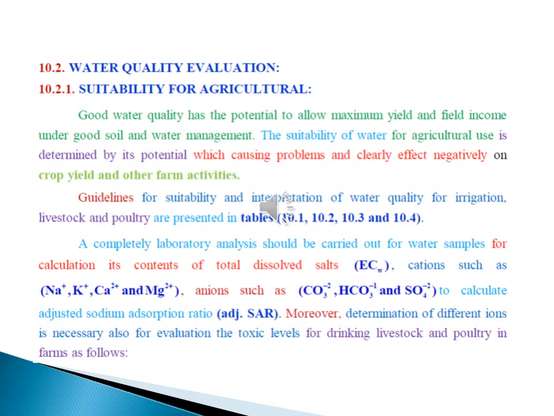A complete laboratory analysis should be carried out on water samples to calculate their contents of total dissolved salts, cations, and anions, in order to calculate the adjusted sodium absorption ratio. Moreover, determination of different ions is also necessary for evaluating the toxic levels for drinking livestock and poultry in farms.